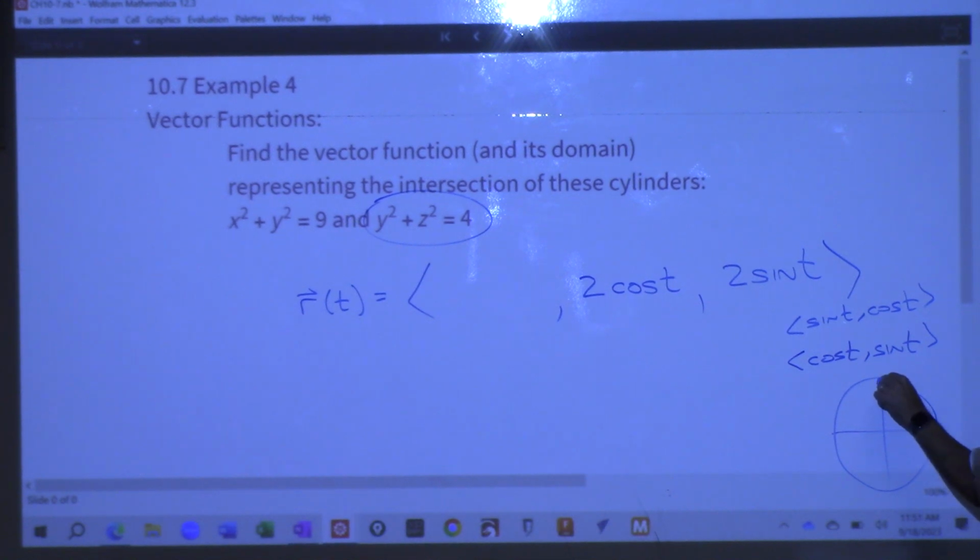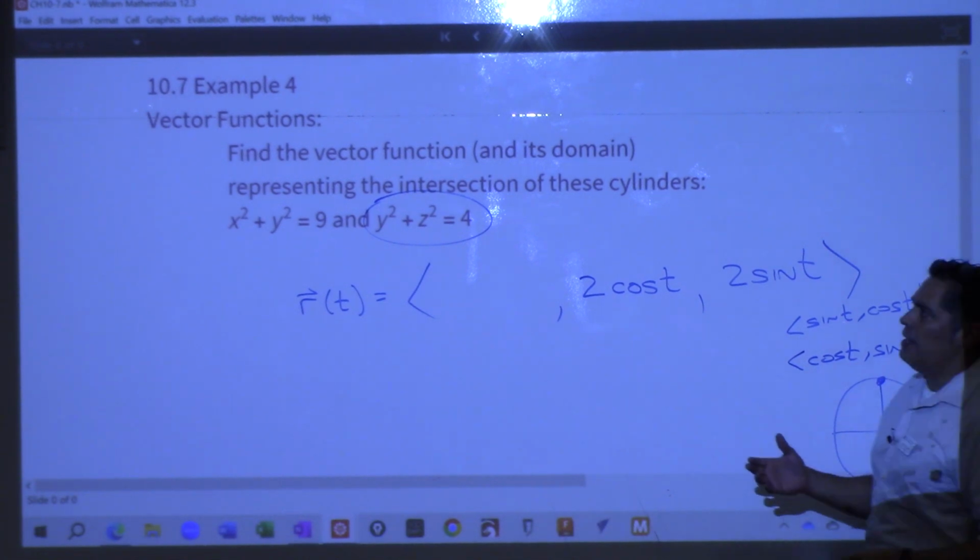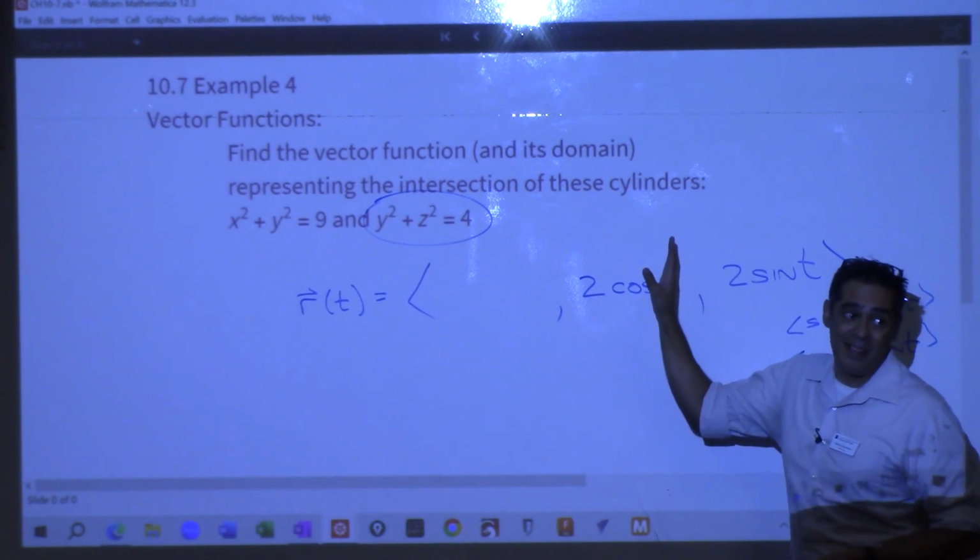So now you start here, you see? But as you plug in values, you're still going to draw a circle. So all it does is change your starting point. That's it. But the convention is to put it in the component that's to the left.